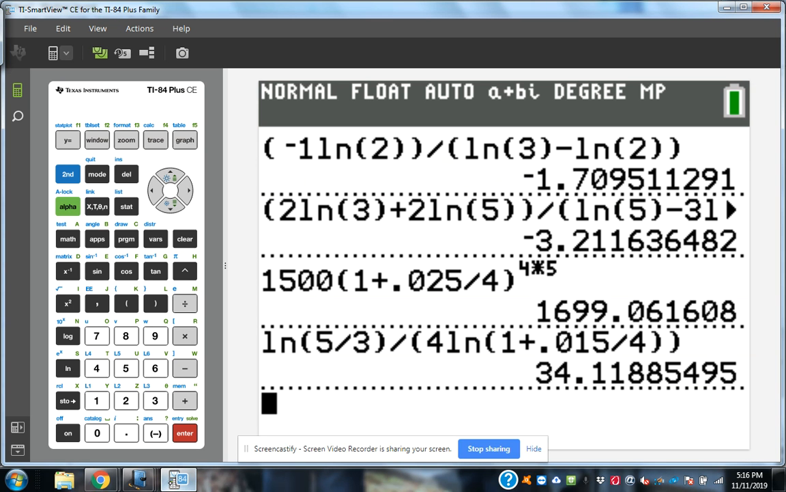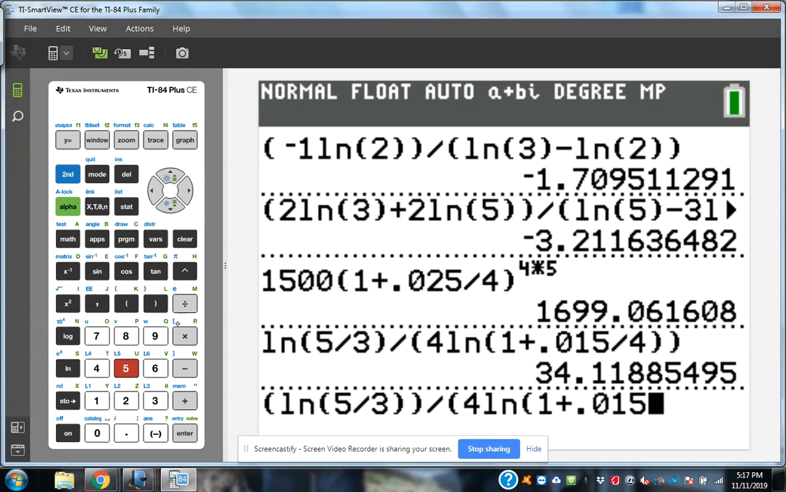You don't have to. You can. If you did parentheses, natural log of 5 divided by 3, and then close that parenthesis, that signifies that's the numerator. You're going to still get the same answer. Should. Let's check and make sure. Natural log 1 plus 0.015 divided by 4.